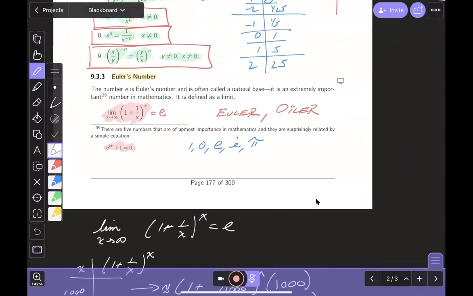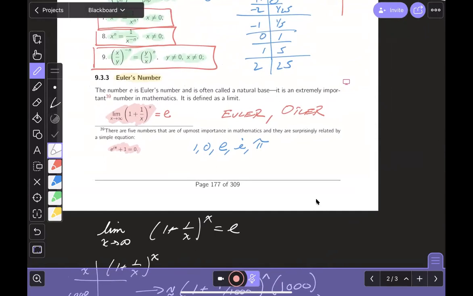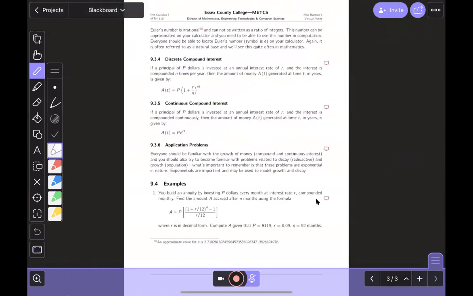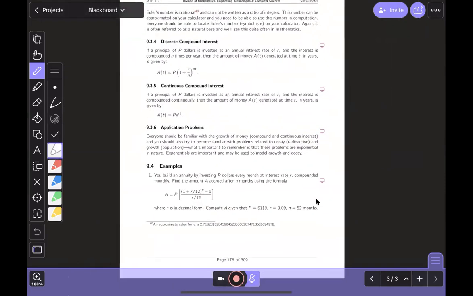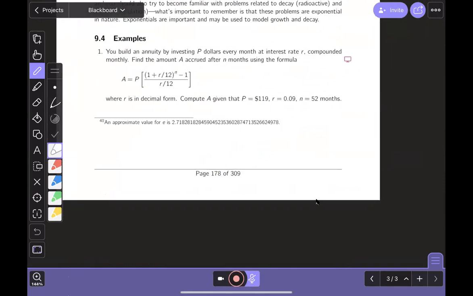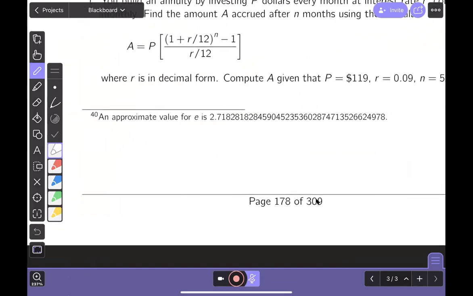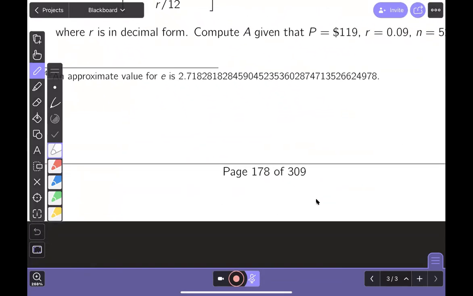We talked about Euler's number. It's defined as a limit. The symbol of it is e. It's reserved for Euler's number. Let's go to the next page. And I do want to point out and look at the bottom of the page. I know this seems difficult to you. No, we're not asking you to memorize.